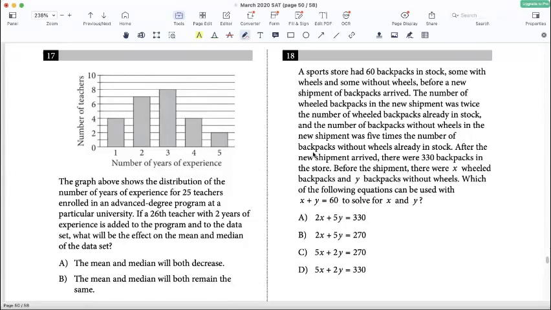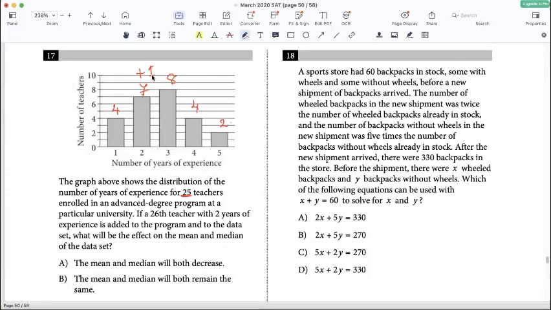Okay, so teachers with 1 year of experience, 4; 2 years of experience, 7; 3 years of experience, 8; 4 years of experience, 4; and 5 years of experience, 2. So 7 and 4, 11, and 8, 19, and 6, 25. So total 25 teachers. And now you're adding a 26th teacher with 2 years of experience. So another teacher here, 7 plus 1.